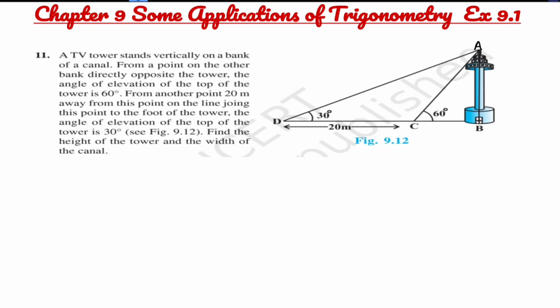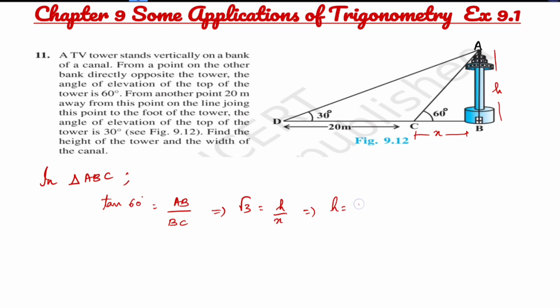They have given the image 9.12. Let the height of the tower be h and the width of the canal BC be x. So continuing with the answer, let us take triangle ABC. In triangle ABC, tan 60 is equal to opposite by adjacent side, that is AB by BC. On substituting the values, root 3 is equal to h by x, which in turn gives h is equal to x root 3. Let this be equation 1.